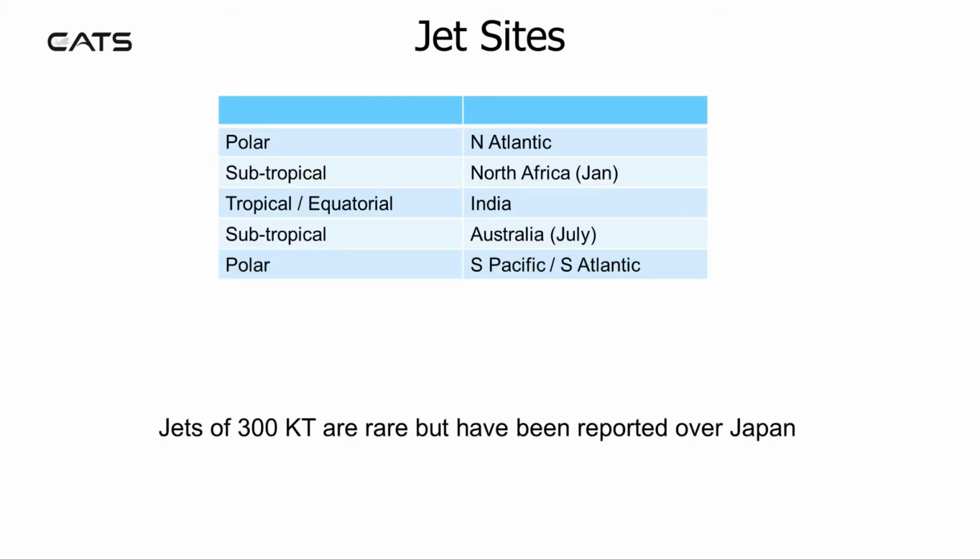The jet sites are polar in the North Atlantic, subtropical in North Africa in January, tropical equatorial in India, subtropical in Australia in July, and polar in the South Pacific and South Atlantic. Jets of 300 knots are rare, but have been reported over Japan.